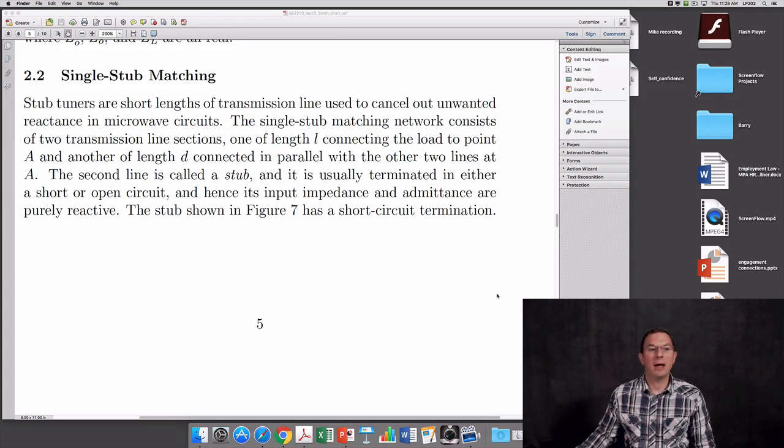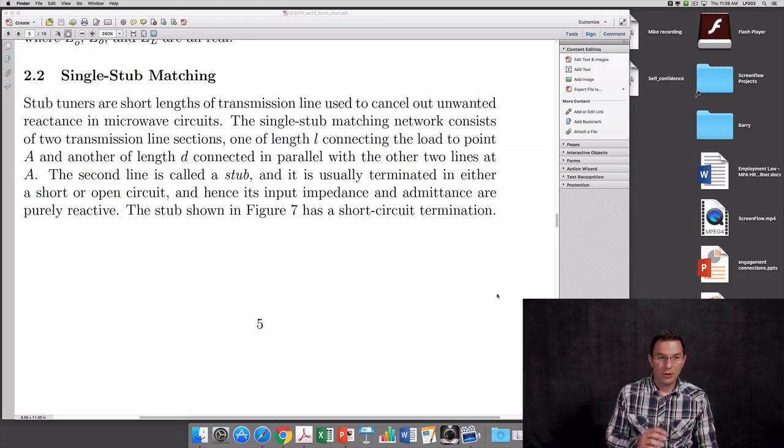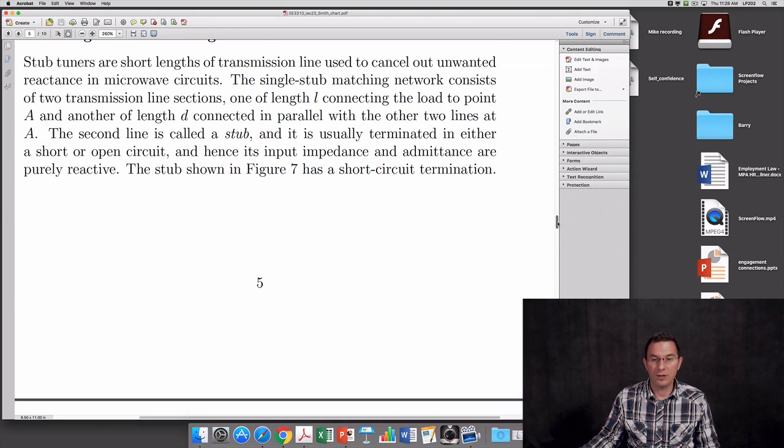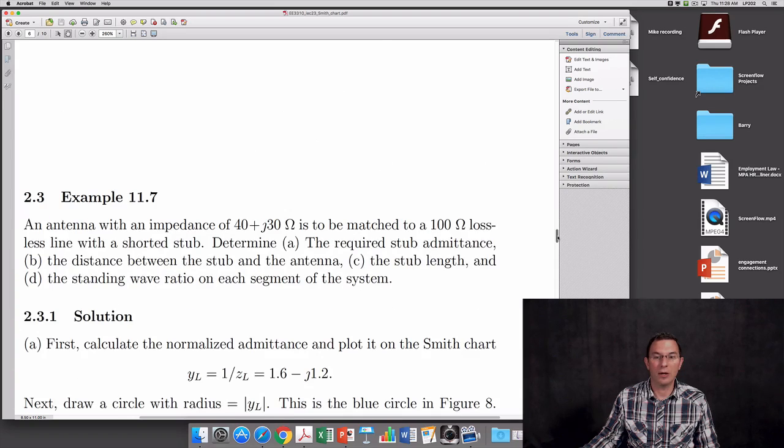Okay, again, the matching network consists of two lengths of transmission line, one of length L, one of length D. The length L connects the load to point A, and then the one of length D is connected in parallel with the other two lines at A. The second line is called the stub. The length D is called the stub, and it is usually terminated in either a short or an open circuit, as I mentioned, and hence its input impedance and admittance are purely reactive. And again, the one in figure 7 has a short-circuited termination.